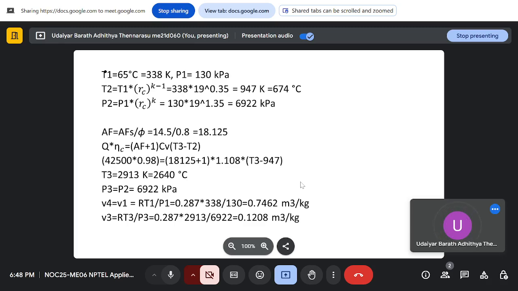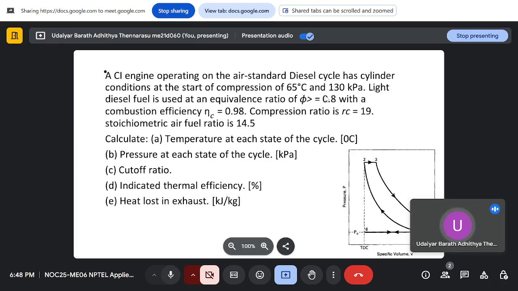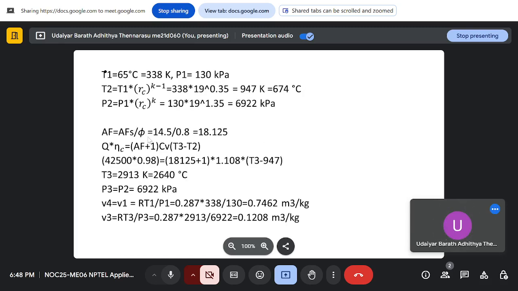So the equivalence ratio is nothing but the stoichiometric air fuel ratio by the air fuel ratio. From this, the equivalence ratio is 0.8, and they say the stoichiometric air fuel ratio is 14.5. So this gives me the air fuel ratio as 18.125.